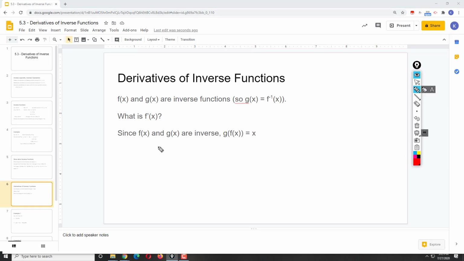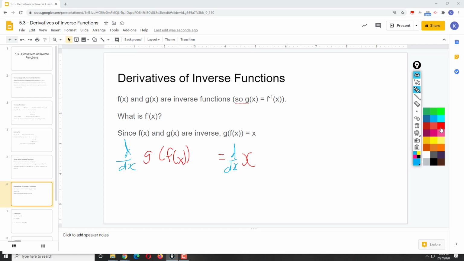So let me write this out. g of f of x equals x. I want you to take the derivative of both sides. Derivative with respect to x. So I write d over dx on both sides. Okay. The right hand side is easier. Let's do that first. The right hand side, we have the derivative of x with respect to x. Well, that's just 1 by the power rule. The derivative of x is 1.